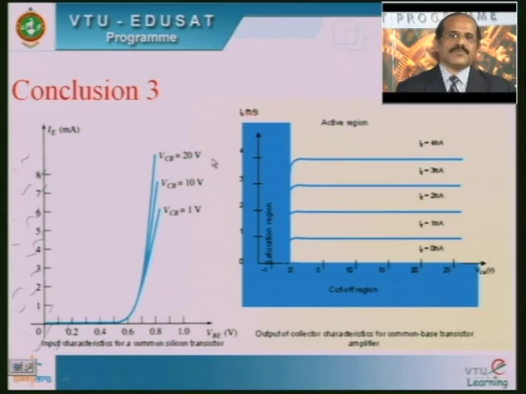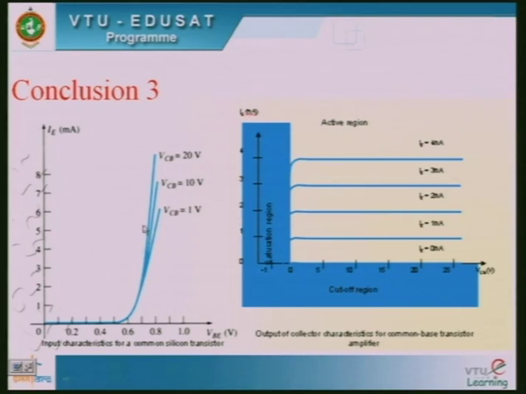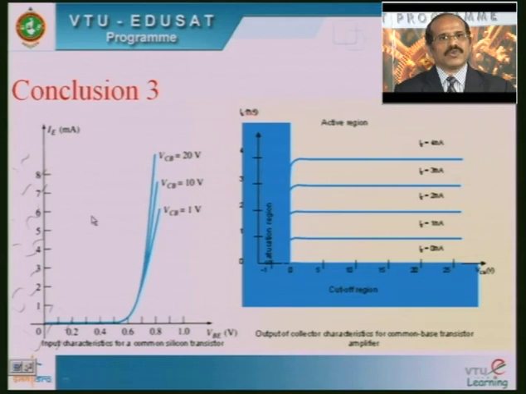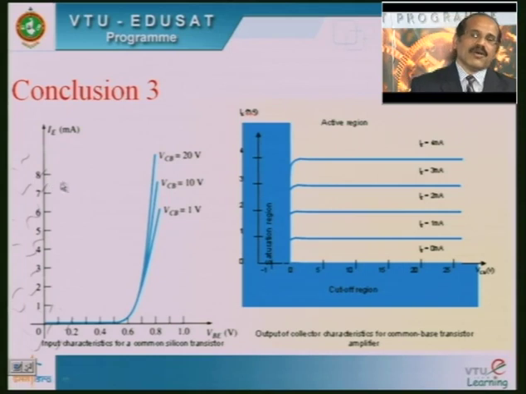We also discussed the input and output characteristics of the common base configuration. The input characteristic is a plot of VBE, the input voltage, versus the input current IE, keeping the output voltage constant. One thing evident from this characteristic is that it is similar to a forward biased PN junction. Another conclusion is that for a fixed value of VBE, whenever VCB increases, IE will also increase.